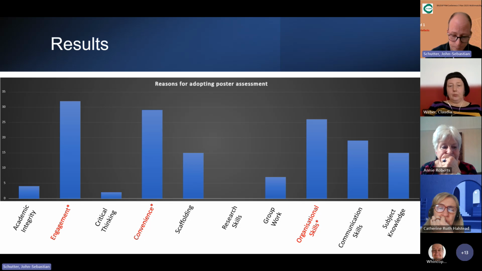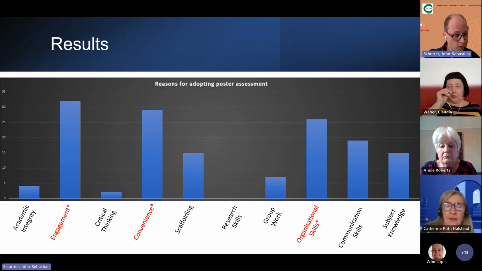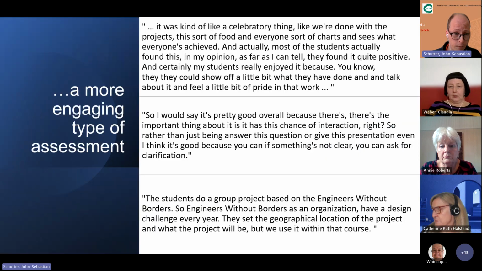So engagement. So that means posters are a more engaging form of assessment. Convenience. So that means posters are a more convenient form of assessment. And organizational skills, meaning posters as a means of developing organizational and time management skills among the students. So the following slides will exemplify these with some quotes from the lecturers.